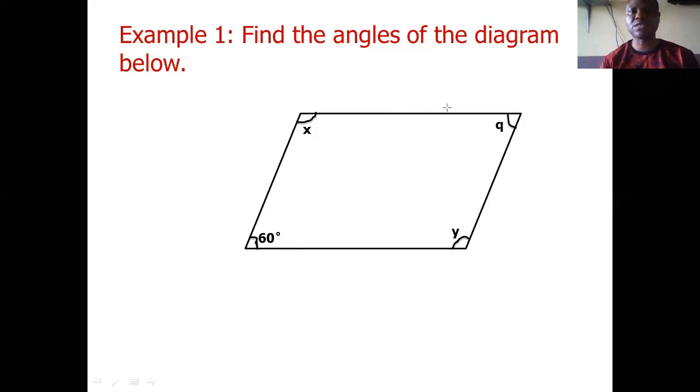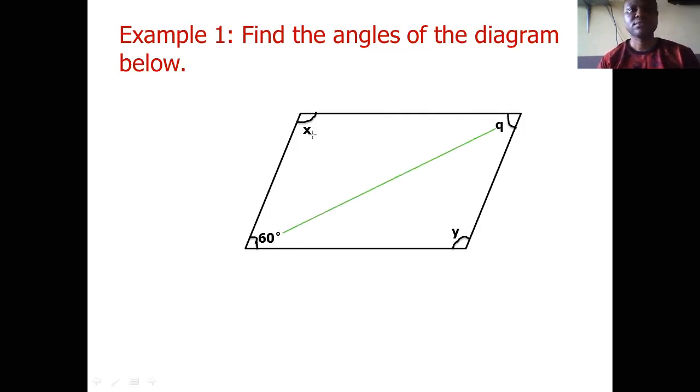So we say the opposite angles are equal. That means angle Q is equal to what? 60 degrees. And X is equal to what? Y. So automatically Q is 60.